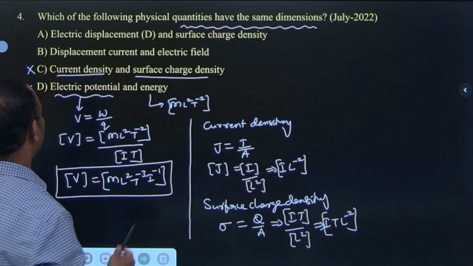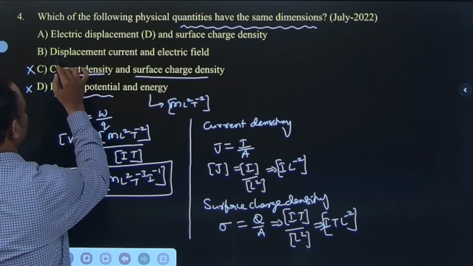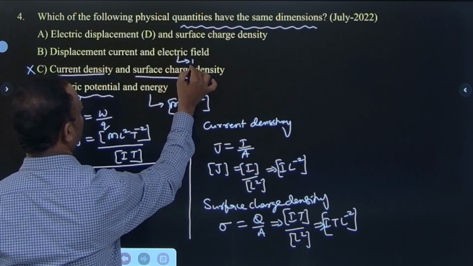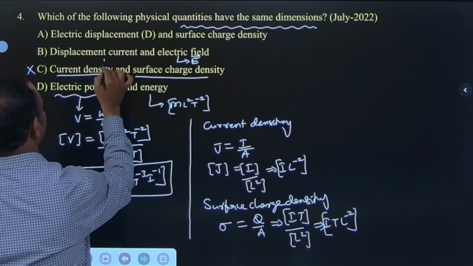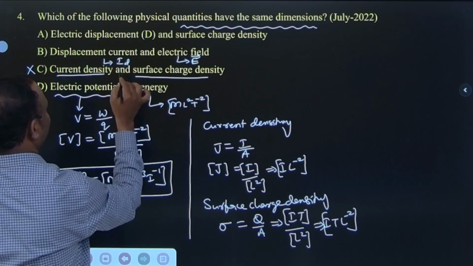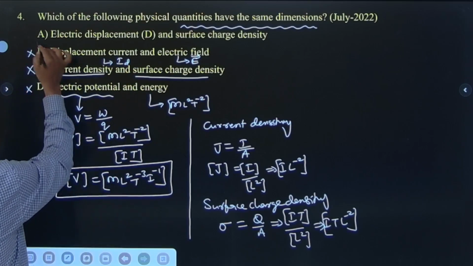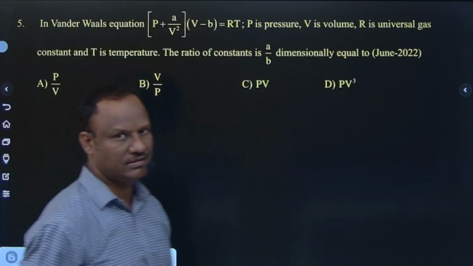Displacement current and electric field. Definitely displacement current and electric field, these two are not the same. Electric field is denoted by E bar, and displacement current is ID equals epsilon naught d phi by dt. Okay, this is not. So which may be the answer? This. Here is the question.